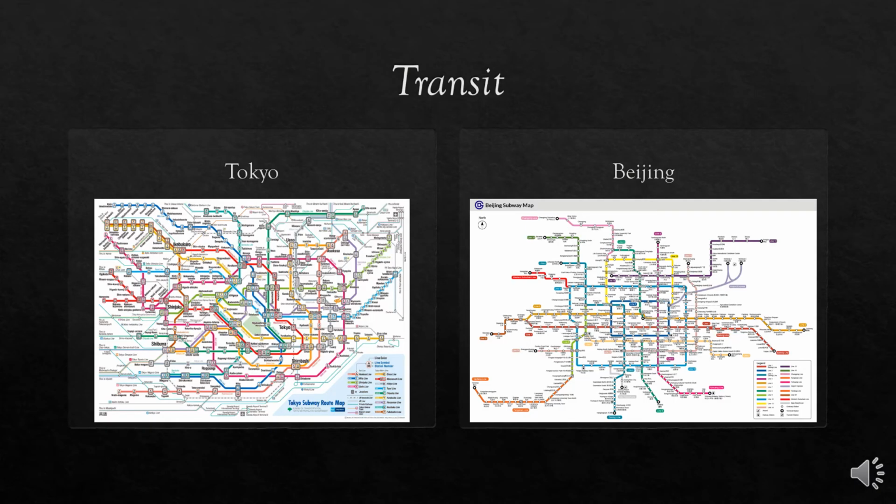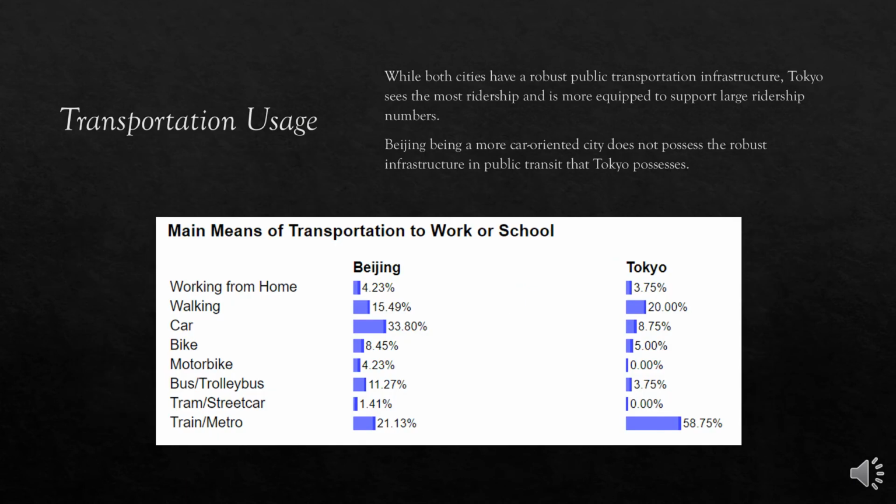Here we have maps of both Tokyo and Beijing's transit systems. Tokyo boasts some of the busiest and most ridden public transit in the world. Beijing is a more car-oriented city and therefore does not have quite as robust an infrastructure as Tokyo. In terms of transportation usage, while both cities have a robust public transportation infrastructure, Tokyo sees the most ridership and is more equipped to support large ridership numbers. Beijing is a more car-oriented city and does not possess the robust infrastructure in public transit that Tokyo possesses.